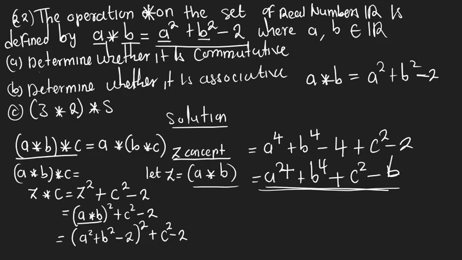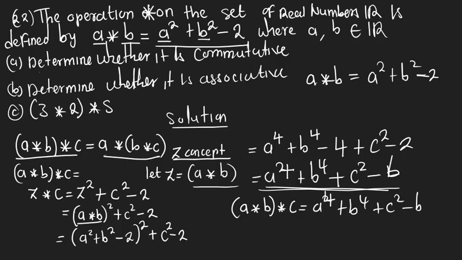So what you get there is A star B star C. It is equal to A to the power 4 plus B to the power 4 plus C to the power 2 minus 6. Now let's try to prove if the other side is the same. So we want to prove if A star B star C is the same as that.